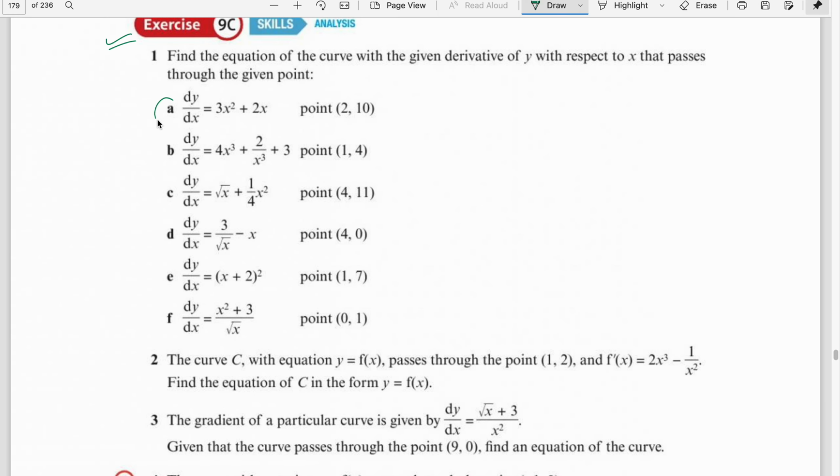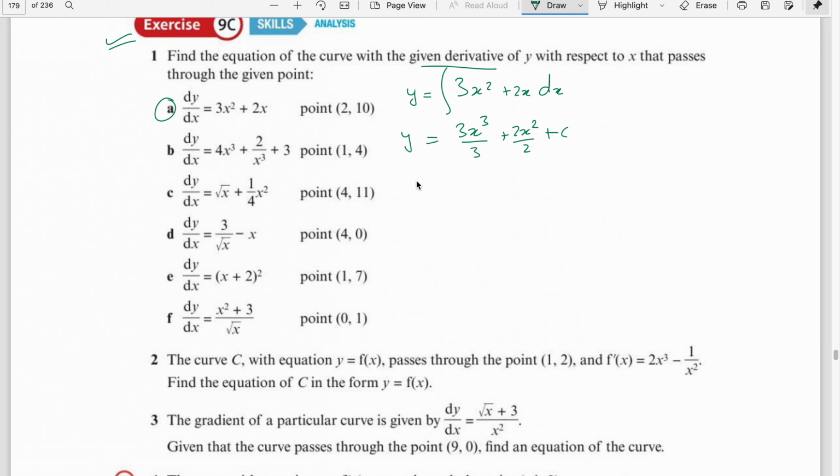Exercise 9c. Let's look at question number 1. Find the equation of the curve with the given derivatives. Okay, the derivative is there, and I need to integrate this. This is 3x square plus 2x. Integrate with respect to x. This will be the equation. So 3x squared, increase 1 in power and divide by the new power, 2x, increase 1 in power and divide by the new power, plus c.